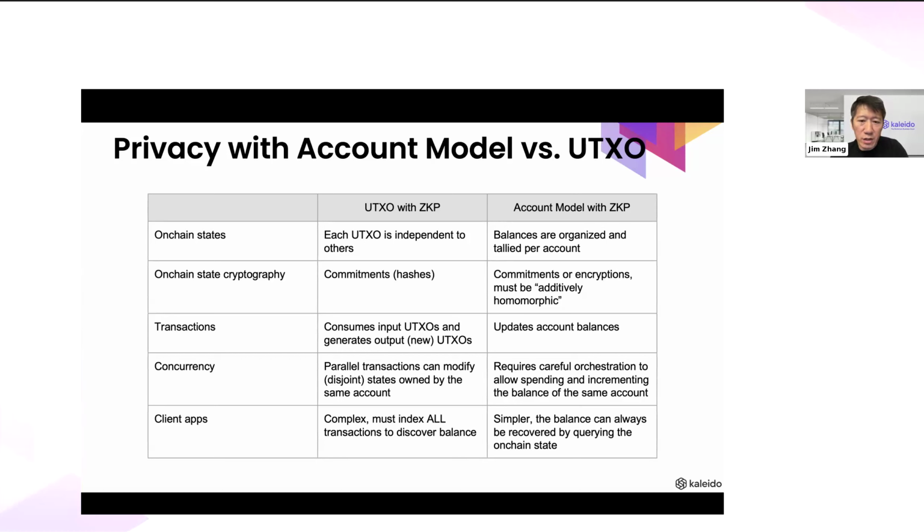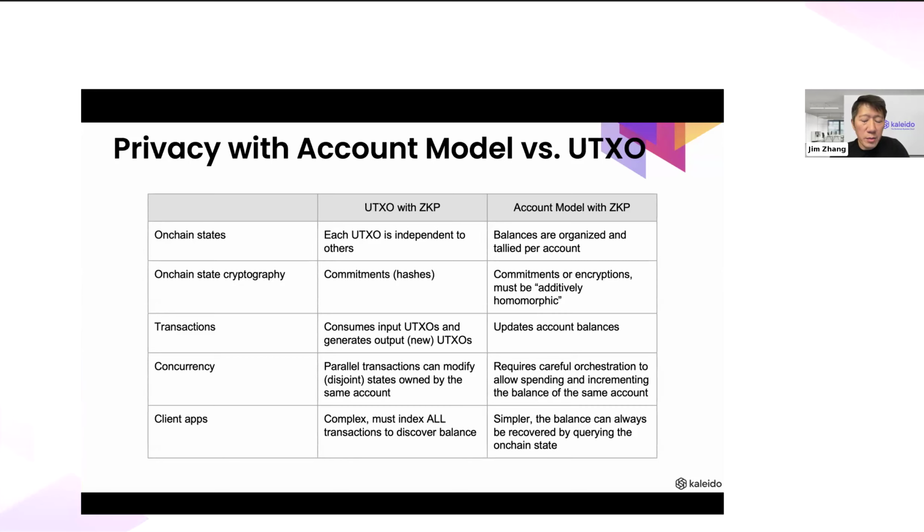The transactions with a UTXO design usually include an array of input UTXOs, which will be spent by that transaction, and an array of output UTXOs, which will be generated by that transaction as new values. With the account model, the transactions will update the sender's account balance by decrementing it, and update the receiver's balance by incrementing it. And of course, in our case with privacy, the updates will be on the ciphertext rather than the clear value.